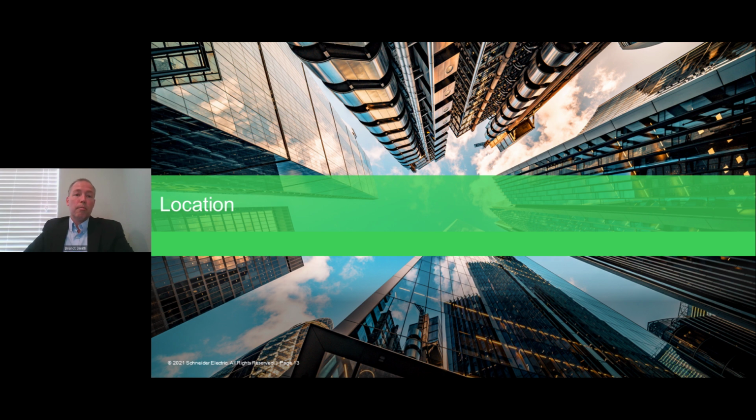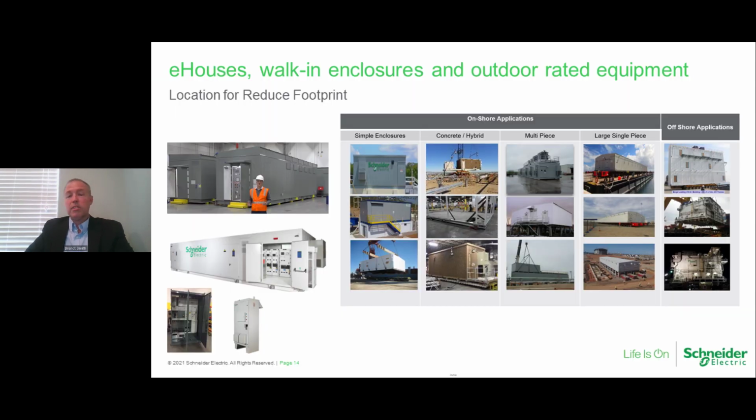So we're going to start by talking about location. One of the easiest ways to save space inside a building is to move the equipment outside. And there's several advantages to doing this. First of all, by moving the equipment outside, we limit the impact on the air conditioning. We also are moving equipment that may have personal hazard concerns outside the space itself.